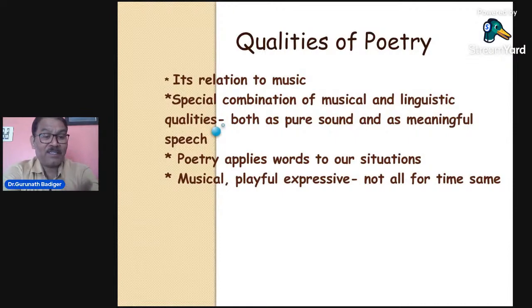We know "golden girls and chimney sweepers all must come to dust." We also talk about "out, out, brave candle." We also talk about wonderful poems of Wordsworth. There is "Tiger, Tiger, burning bright" of Blake. We come to know that poetry is a musical composition. There is rhythm in poetry, and we discussed something about the meter in the last class. Poetry applies words to our situations, musical, playful, and expressive, not for all time.